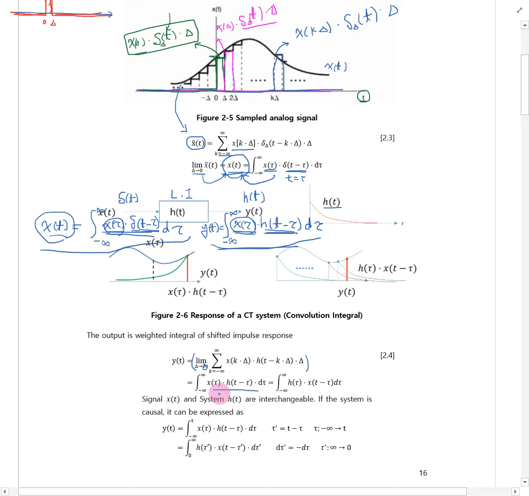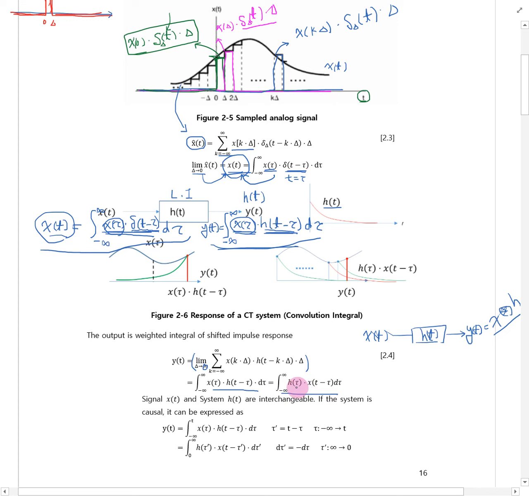So this is the convolution theory, and similarly we can think about the inverse change of variable. You can prove that this one is the same thing. This means the commutation property: if x(t) is applied to a system with impulse response h(t), then the output is x convolved with h.